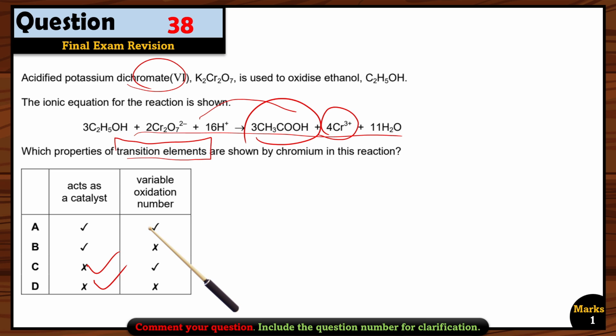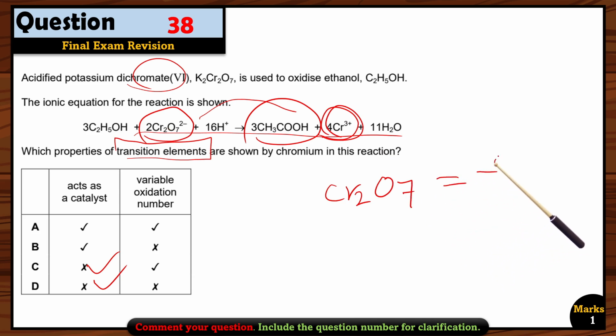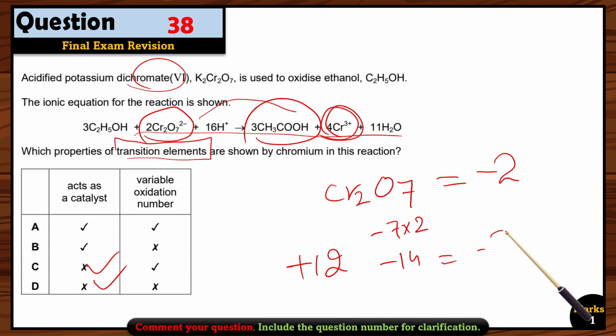Variable oxidation number, yes, you can see a variable oxidation number in the reactant. For chromium, the oxidation number is different here. It is 3 plus here, but if you try to find it for chromium in Cr2O7, the total charge should be -2. 7 into 2 is -14, right? Then it means the chromium total should be +12. Then you will get -2, right?